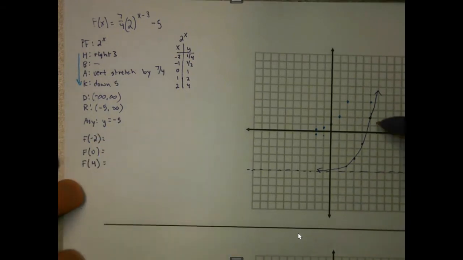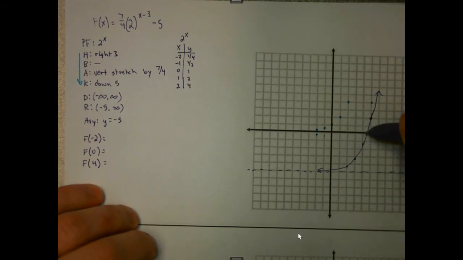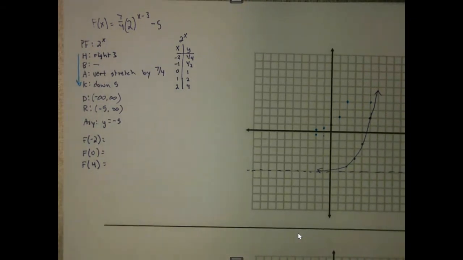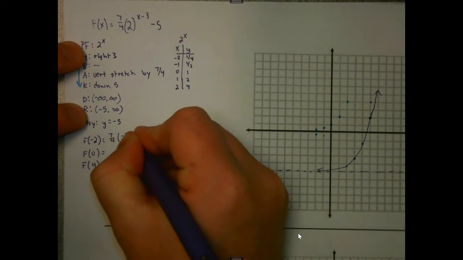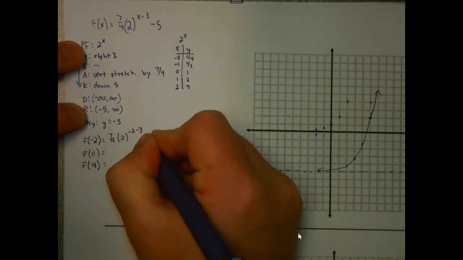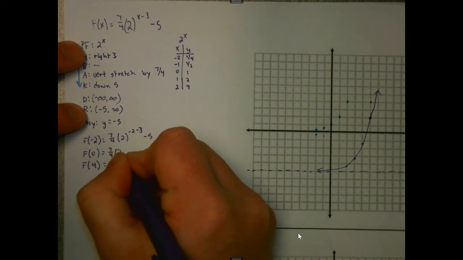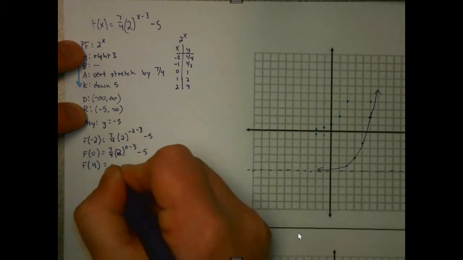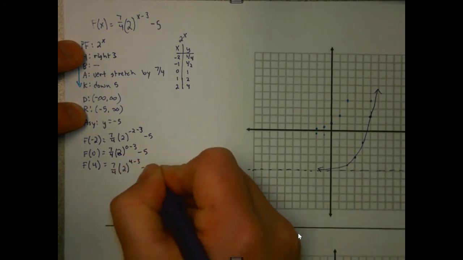And sometimes you can find those by what points you plugged in. So 1, 2, 3, 4. I have that point. You may not know exactly where that point ended up because with 7 fourths, it's probably going to be a decimal of some kind. But we can also just plug those values in. So 7 fourths, 2 to the negative 2 minus 3 minus 5. And then 7 fourths, 2 to the 0 minus 3 minus 5. And 7 fourths, 2 to the 4 minus 3 minus 5.